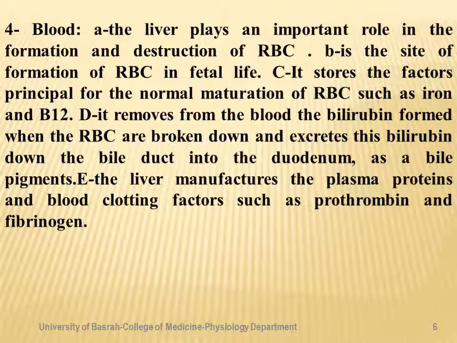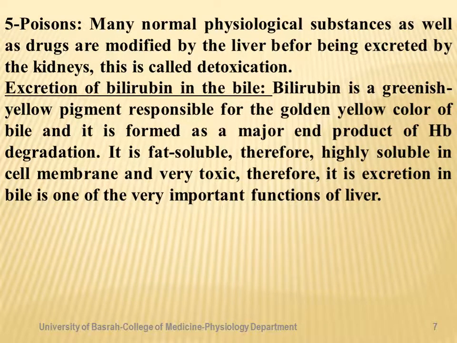and excrete the excess bilirubin through the bile in the bile duct into the duodenum. The liver also manufactures plasma proteins and blood clotting factors such as prothrombin and fibrinogen. Regarding poisons, many normal physiological substances, and also drugs, are modified by the liver before being excreted by the kidneys, and this is called detoxification.